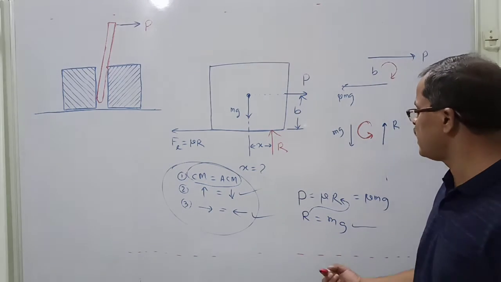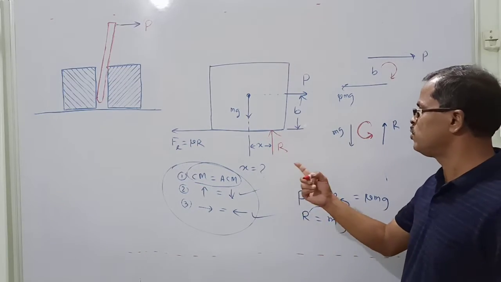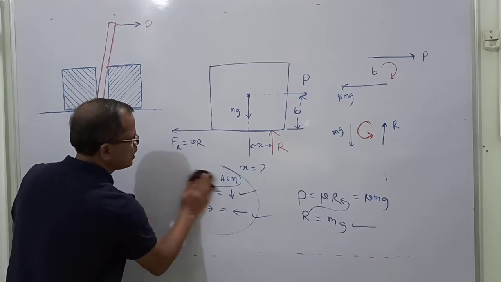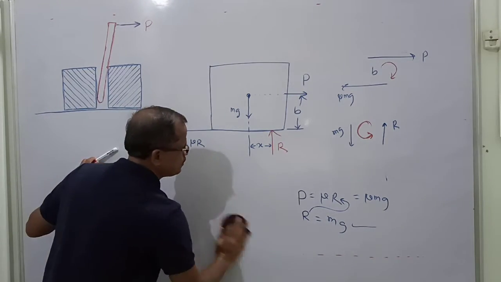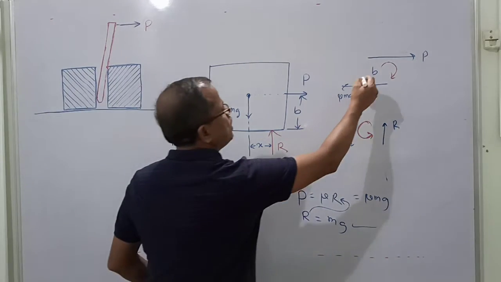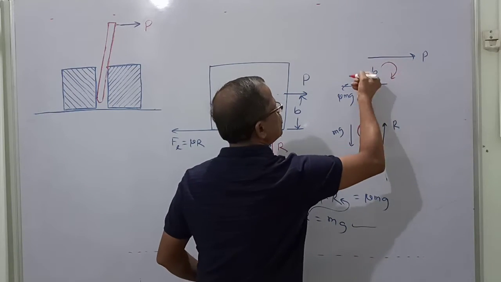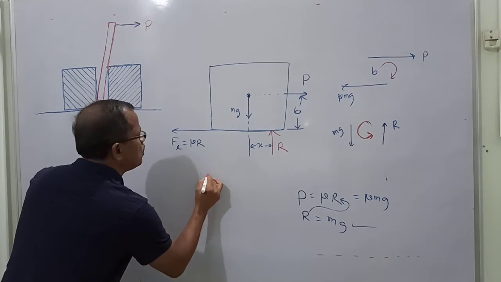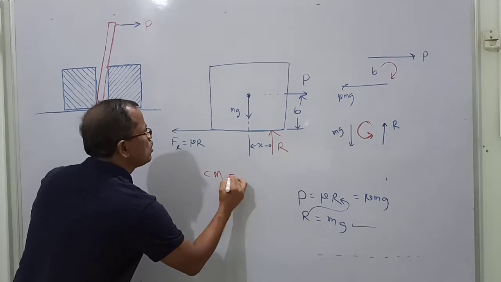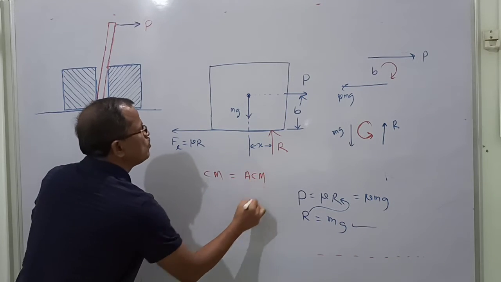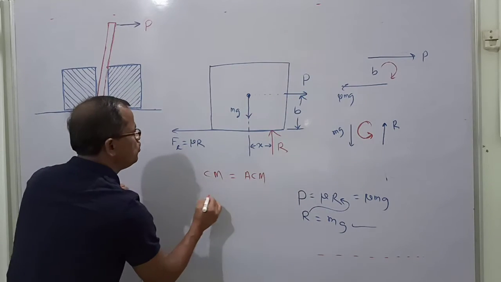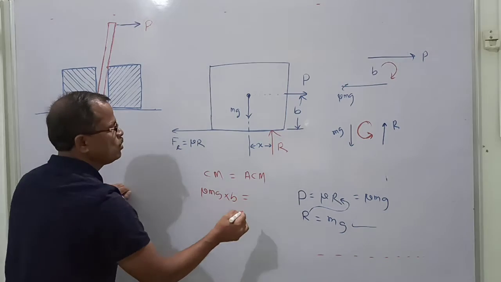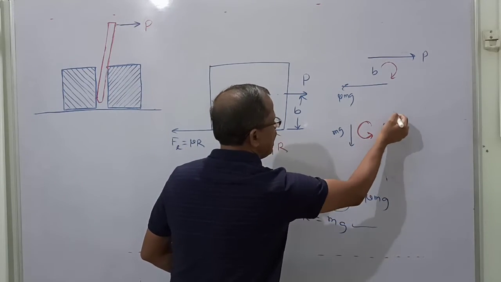Now write down the third criteria, clockwise moment is equal to anti-clockwise moment, to solve the problem and complete the solution. Now we will begin. This moment is clockwise. What is clockwise moment? P into B. So what is P? Now mu mg. So clockwise moment of couple is equal to anti-clockwise couple. So clockwise moment is given by mu mg into B, is equal to anti-clockwise couple given by R and mg.